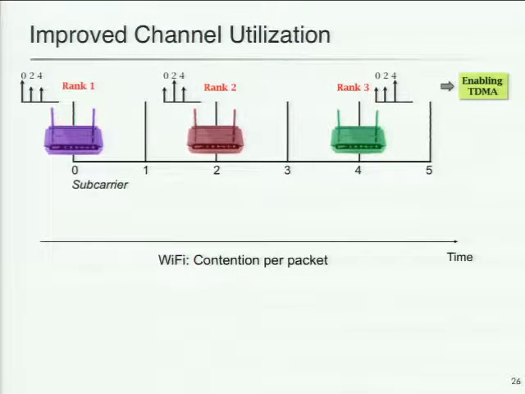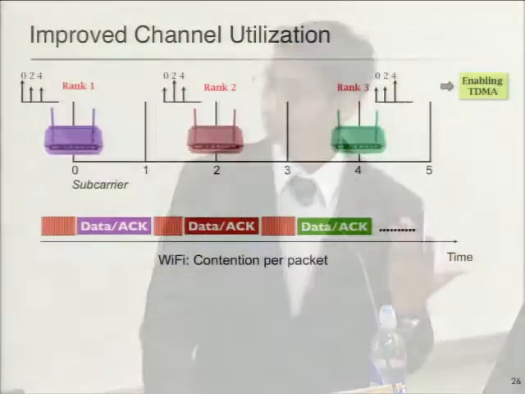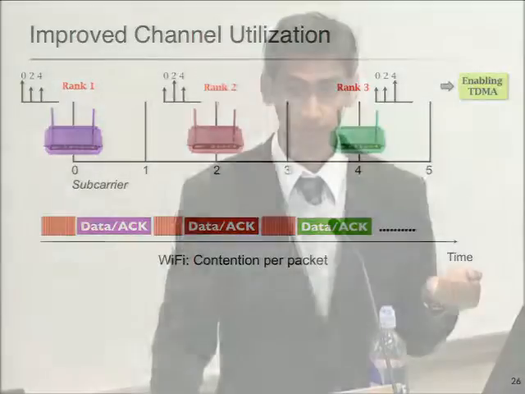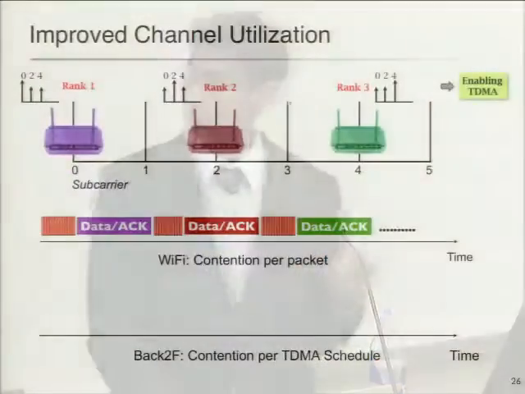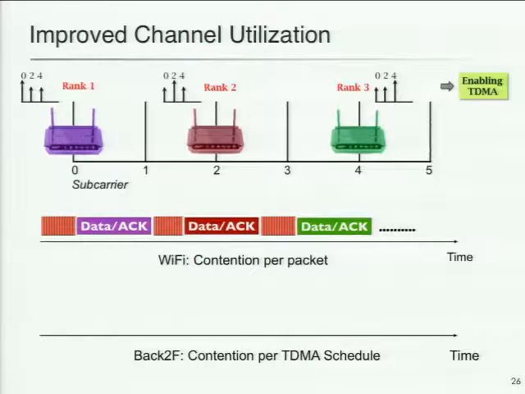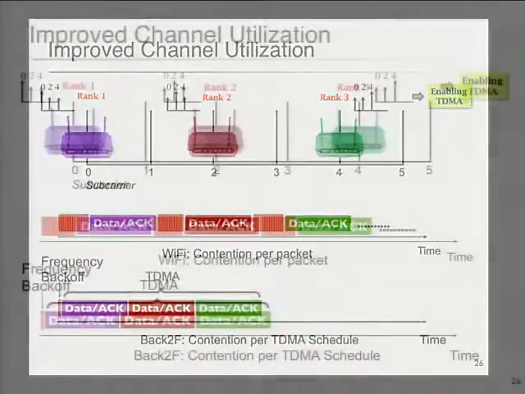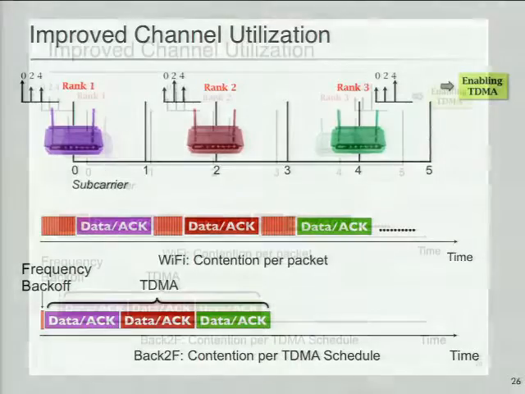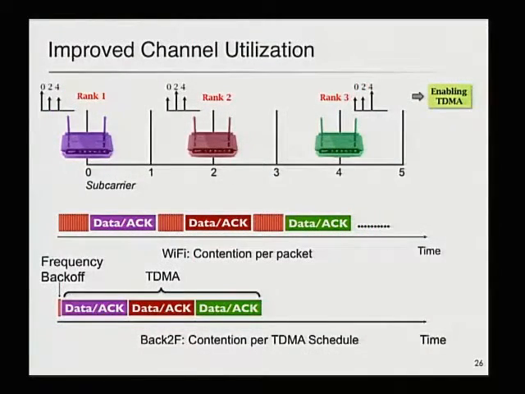So let's see how this compares with Wi-Fi. In case of Wi-Fi, we do 1 backoff per packet. So if you think about this sequence, purple is going to back off and then transmit, followed by red and then green. In case of BackToF, we'll do 1 frequency backoff, followed by back-to-back packets in a TDMA-like fashion. And by cutting down all those red intervals of time domain backoff of Wi-Fi, we are trying to save channel airtime.